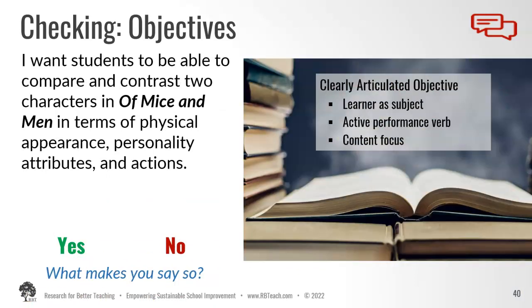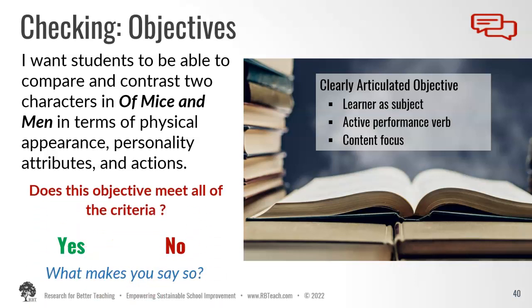I want students to be able to compare and contrast two characters of Of Mice and Men in terms of physical appearance, personality, attributes, and actions. So does this objective meet all the criteria? And if you're like me, you're thinking no, because learner as subject is missing. I want is not learner as subject.